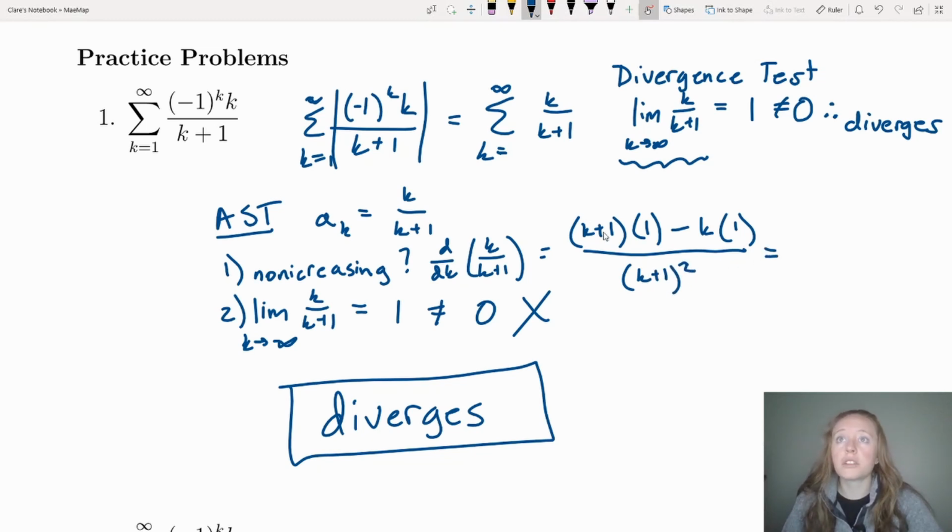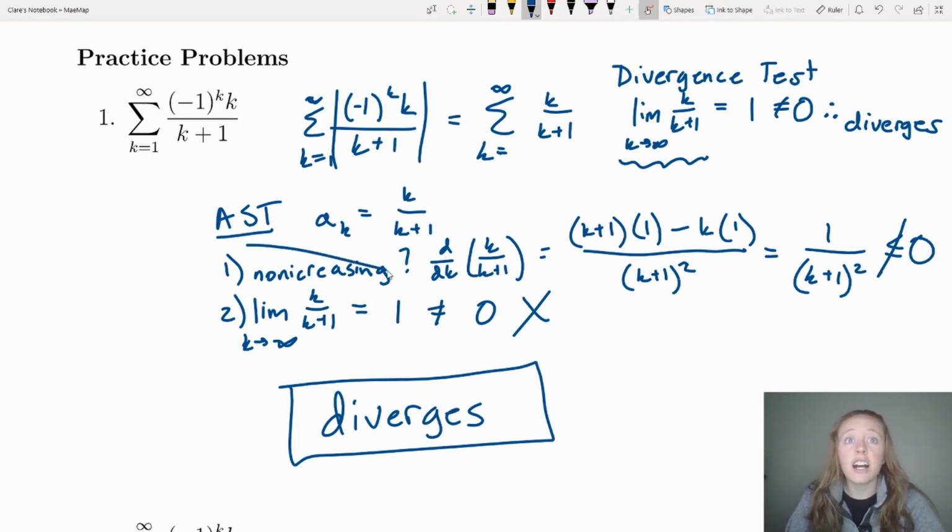This is going to be equal to k plus 1 minus k, which is 1 in our numerator, all over k plus 1 squared. Right away, this is not less than or equal to 0. Therefore, again, it's not non-increasing. It's actually, the derivative's positive, so it's going to be increasing. So it also fails number 1 in this case. But as long as it fails one of them, we can't say that that alternating series converges. So overall in number 1, we're diverging. Let's move on to number 2.